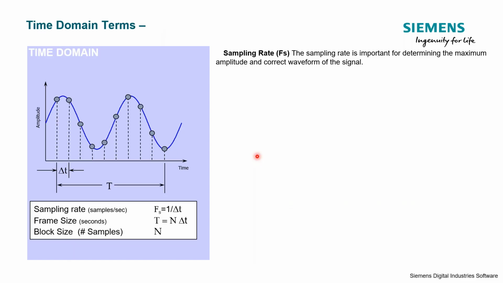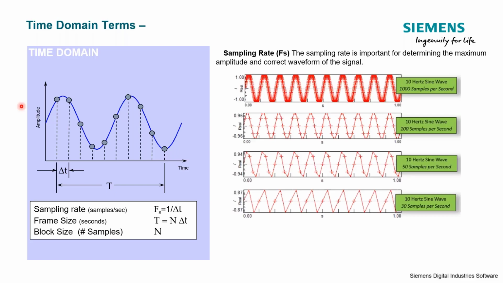So first, starting off with the sampling rate, or some people may refer to it as the sampling frequency. It's important for determining the maximum amplitude, as well as ensuring that we have a good waveform itself, describing it well in the time domain. Hopefully, what you see here as f_s, 1 over delta t, that's how we define the sampling rate.